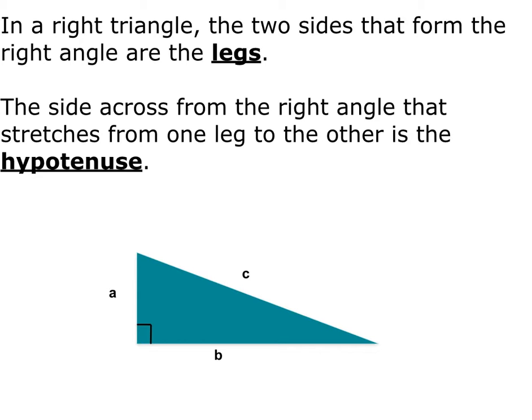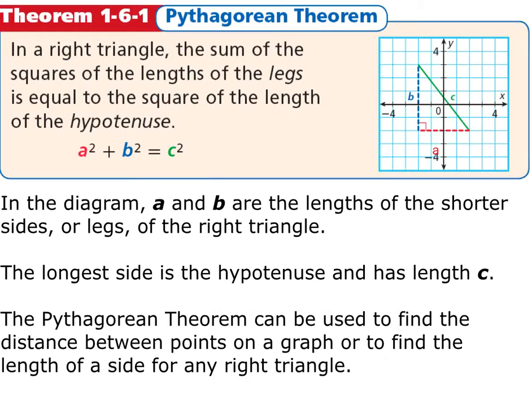But the two that form the right angle are the legs. The other side, the one that ends up across from the right angle, is the hypotenuse. So don't say the hypotenuse is the slanted one, because depending how it's positioned, it might not be slanted, it might be horizontal, and the legs slant.